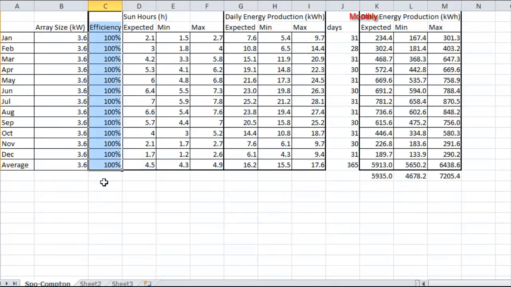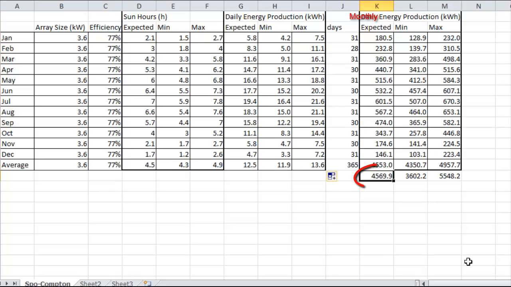Realize for this example we've been calculating performance based off 100% efficiency, which is obviously never going to happen. We can now modify our efficiency column in our spreadsheet that reduces each month's expected output proportionally. If we had a blanket level figure saying our complete system was only 77% efficient, all monthly output would be reduced by the same amount, yielding us only 4,569.9 kilowatt hours annually.